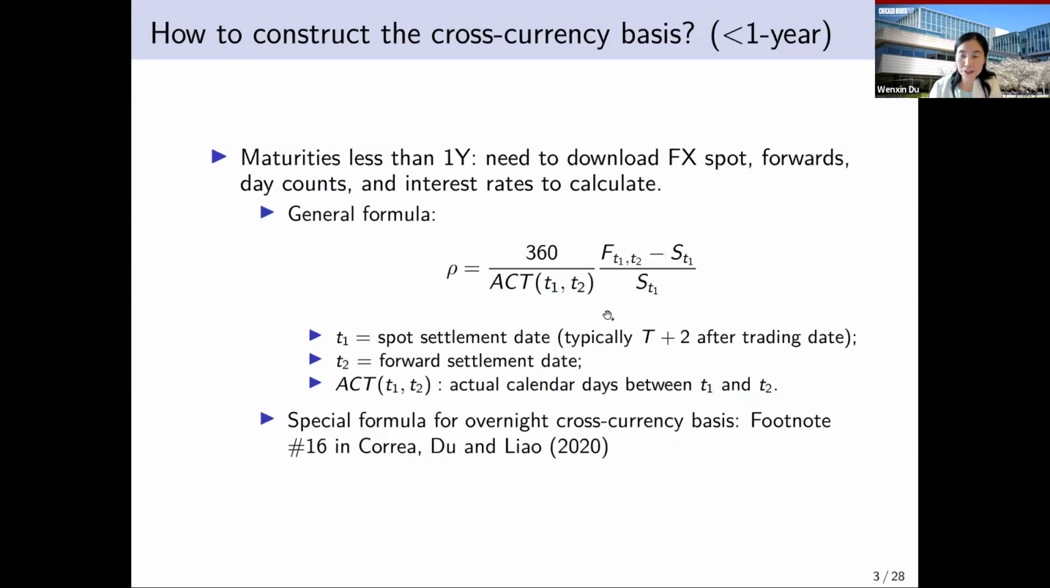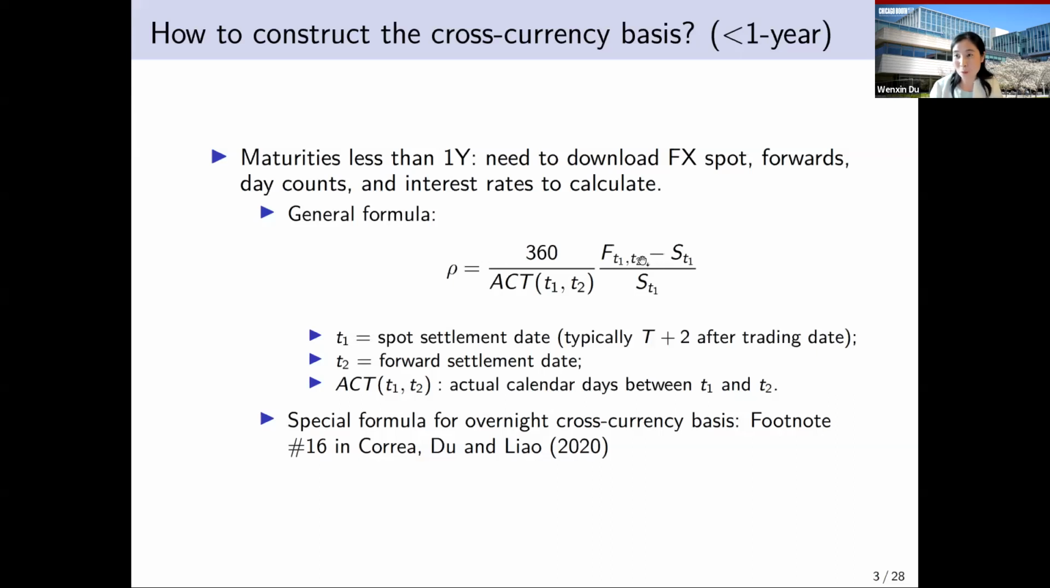So the general formula for this row, which conceptually is the annualized difference between the log difference of the forward rate and the spot exchange rate. So that's the conceptual understanding of this row. But to operationalize it, you have to know what is the forward settlement day. So that's the exact day.